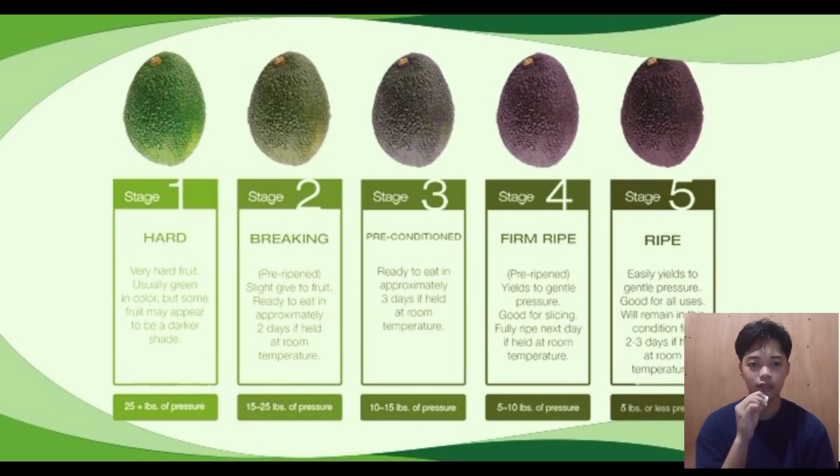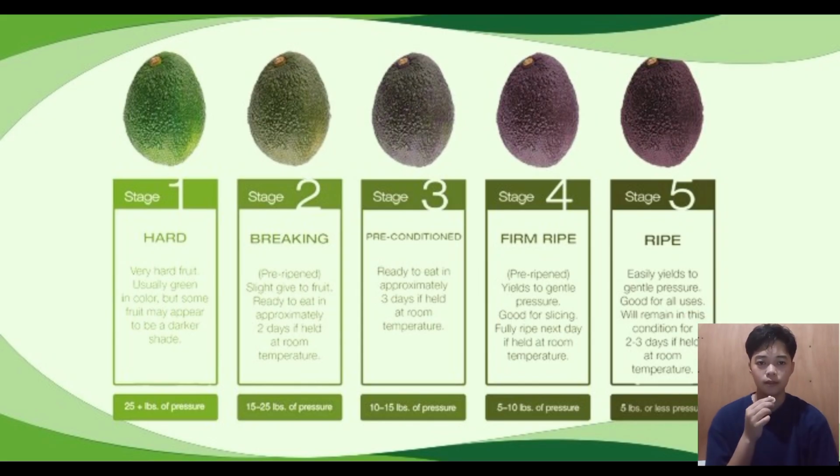Stage 2, the breaking, often called the pre-ripened stage. The avocado shows a slight softening. If left on the counter, it typically reaches maturity within 48 hours. So stage 3, the preconditioning. The color is starting to darken. At this point, it's just about 3 days away from being perfect. So this is often the stage where retailers prepare them for display.